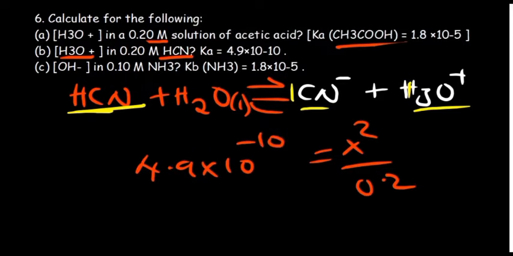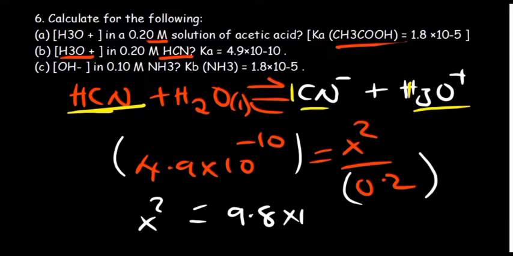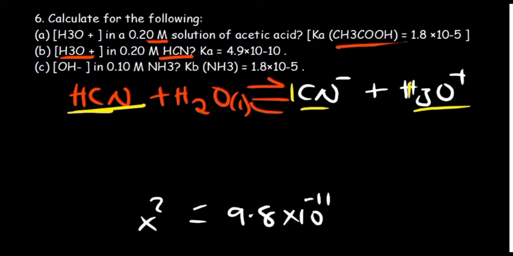So making x squared the subject, we have 4.9 times 10 to the power negative 10 being multiplied with 0.2. Okay, so this part is being multiplied with that part. What I'm getting is 9.8 by 10 to the power negative 11. So from there, now finding the actual value of x, the root of that.